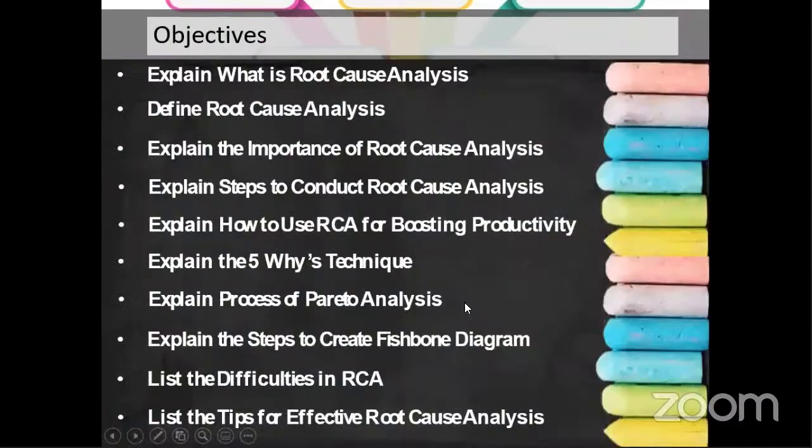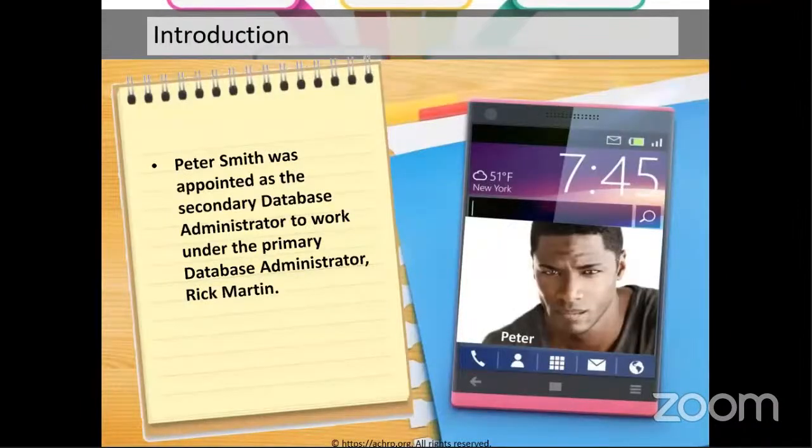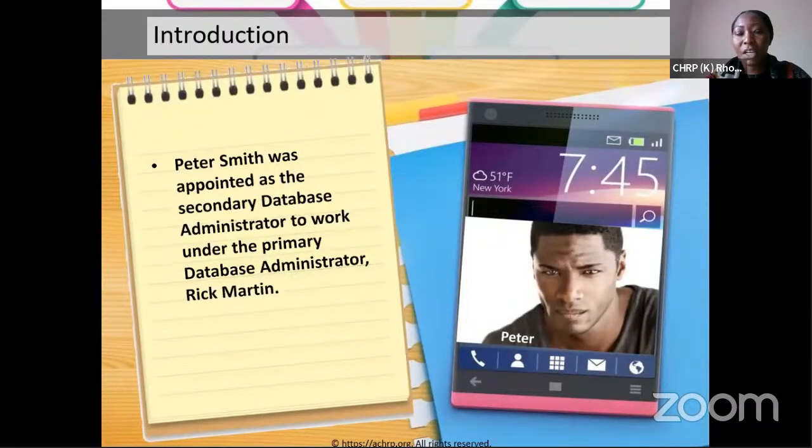So I'll just take us through the first case, and I will request that you keenly listen to the case study, because it will help us to understand the meaning, the definition, and how we come about it. So that's okay. I'll take us through.